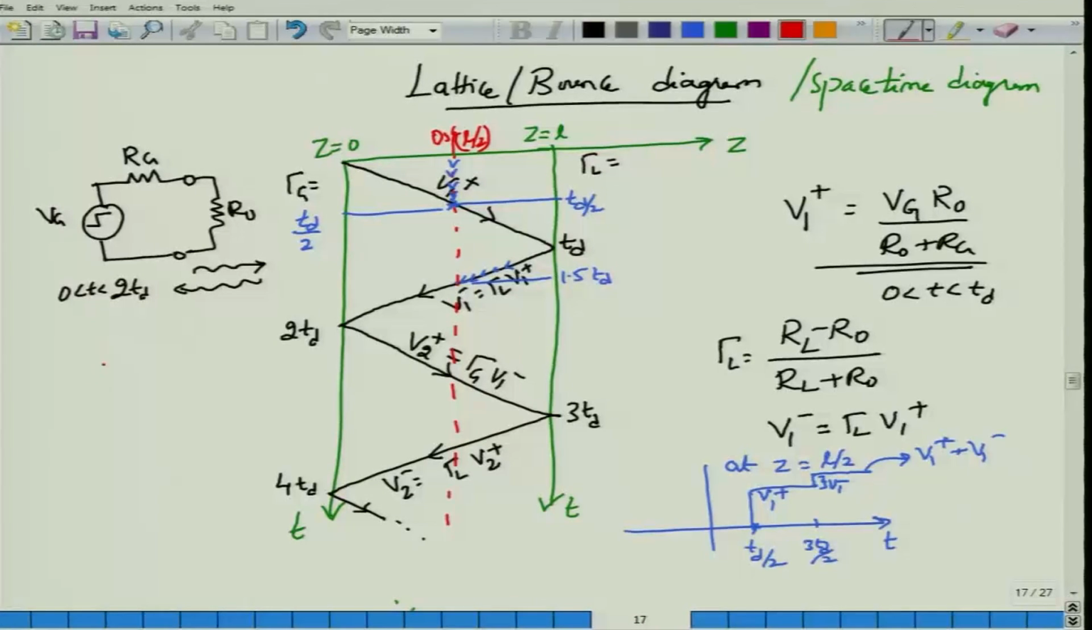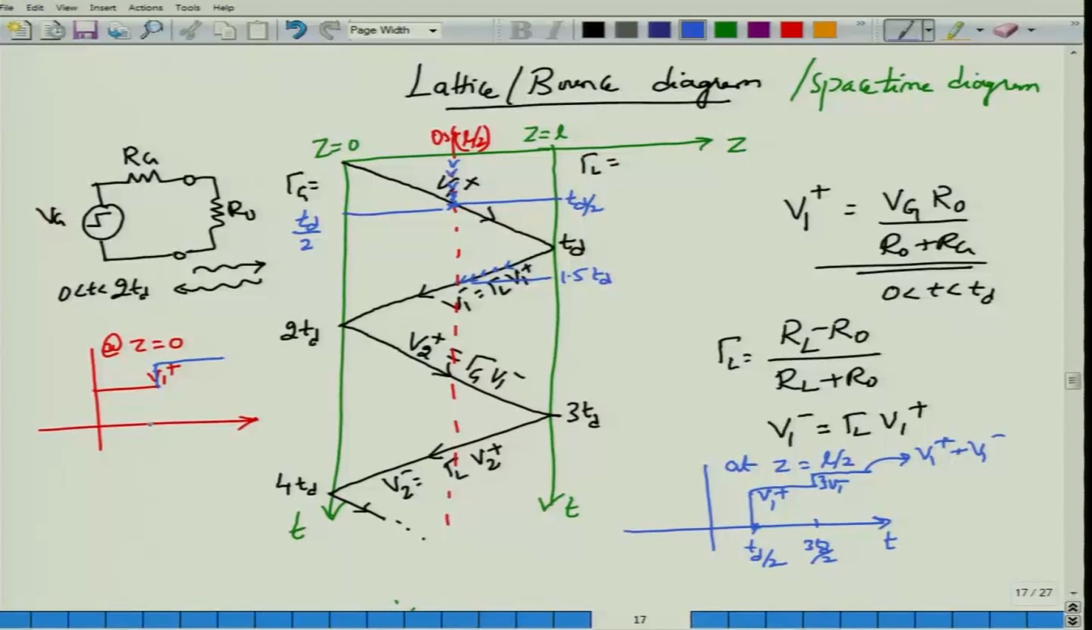Suppose I am interested in seeing what happens at the source. So, the source is at Z equal to 0 obviously. Initially when the switch is closed, the source voltage jumps up and it would be V1 plus, and this would continue to be V1 plus until it starts to receive a reflected voltage, which happens at 2 times TD. When that happens, the voltage actually jumps up or down depending on the sign of V1 minus. So, the jump will be of the magnitude V1 minus, but would have a sign appropriately.